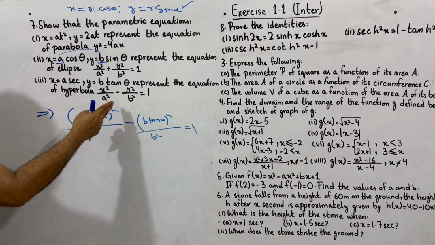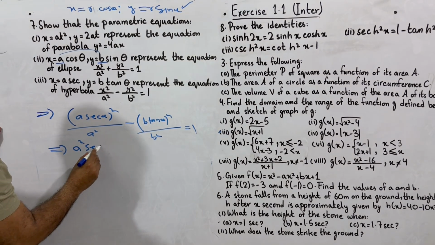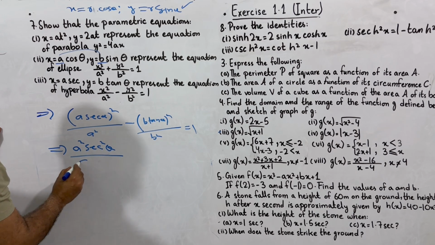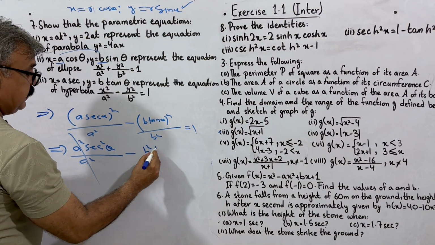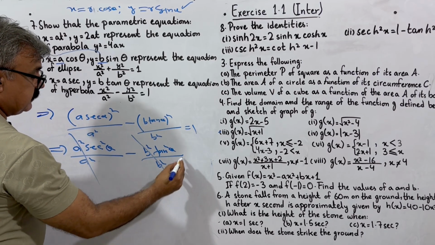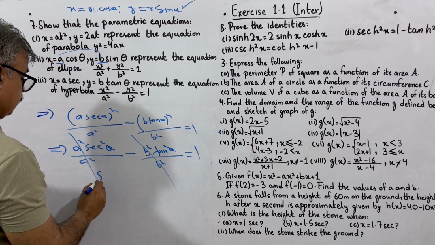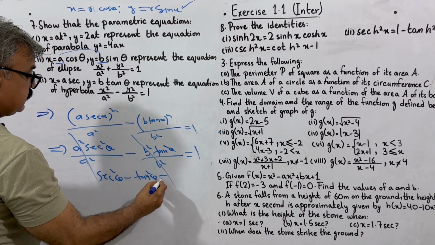There is no plus minus symbol. I can distribute the power throughout. It is a square sec square theta over a square, cancelled out. Here b square tan square theta over b square, cancelled out. It's equal to 1. So I have sec square theta minus tan square theta is equal to 1.